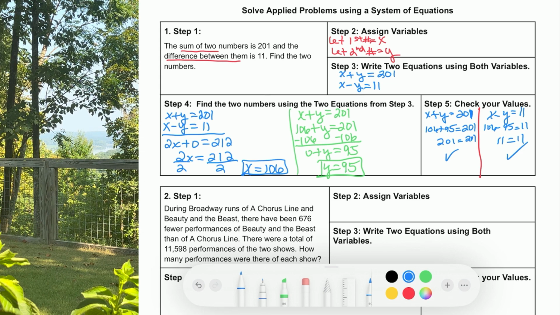The way we need to write our answer, though, is 106, 95. This is indicating that we have found our first and second numbers.